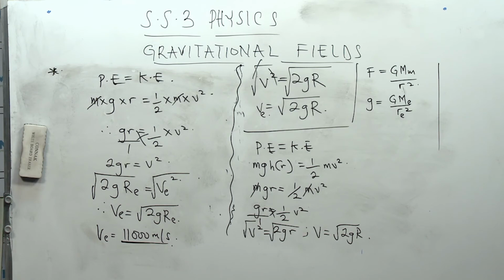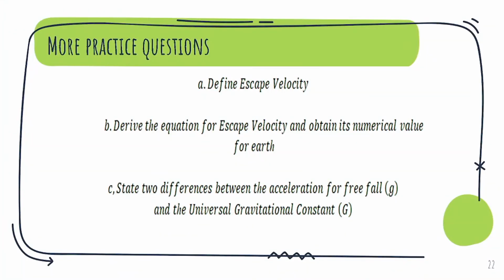So question C says we should state two differences between the universal gravitational constant and free fall. The first difference is just that they have different units. From our discussion today, we should know that G has a unit of m squared kg minus 2, and then g has a unit of m s minus 2. And g is also referred to as the force per unit mass of the body. So they have different units.